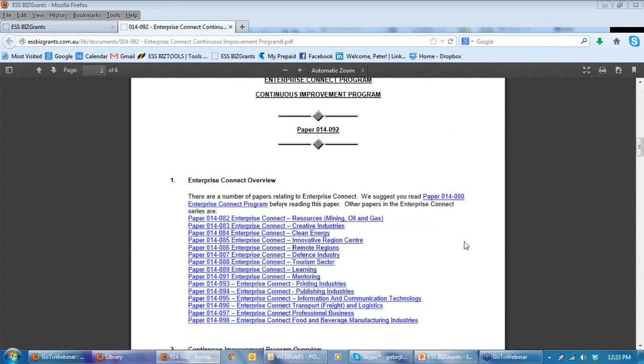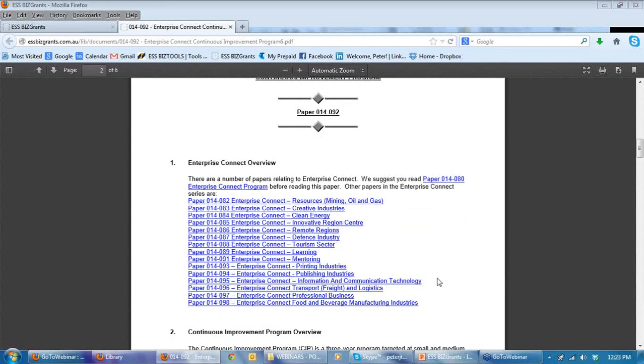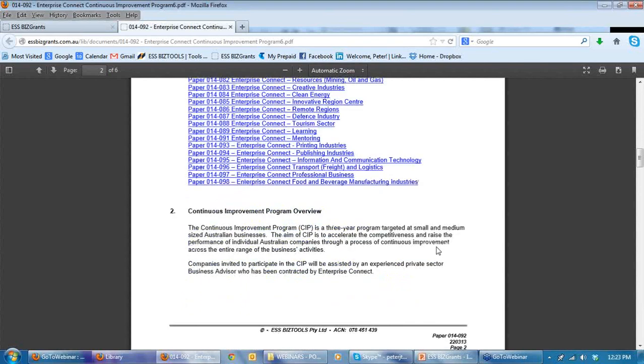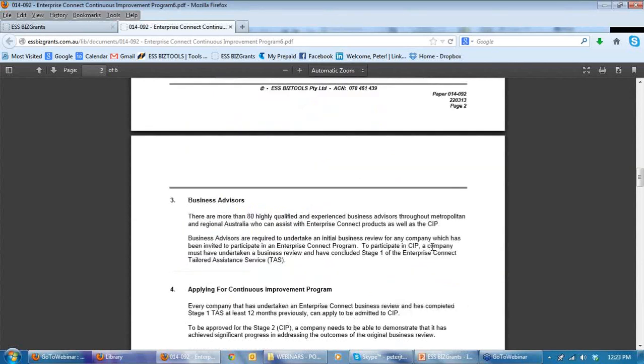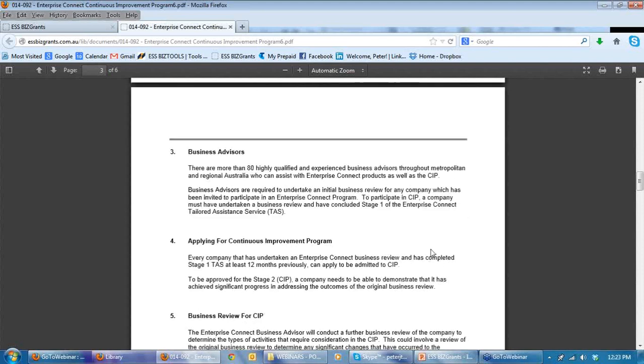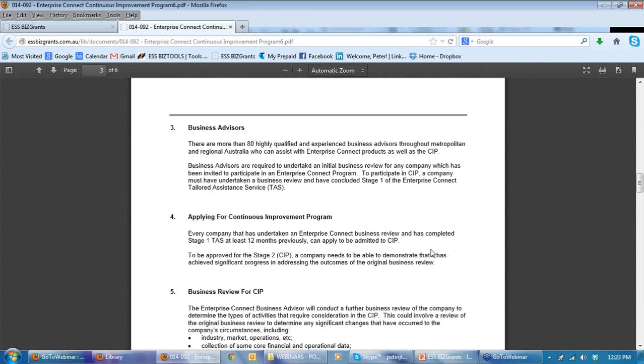There are a whole range of other industries that are supported by Enterprise Connect. Obviously this business, a motel, has come up in the tourism sector, but you can see there's a range of industries there, and they are all eligible for the continuous improvement program for businesses that have already been through the process. I'm doing some consultancy on one continuous improvement program at present, and it's really an ongoing mentoring role to support the company CEO in achieving their overall objectives.